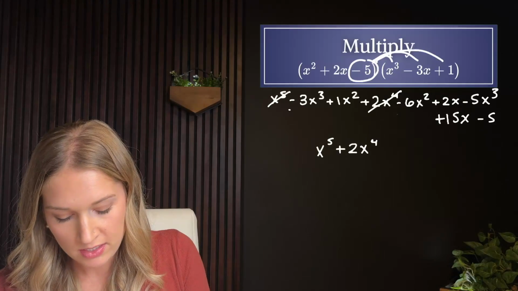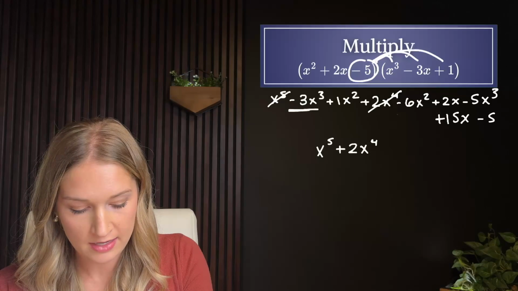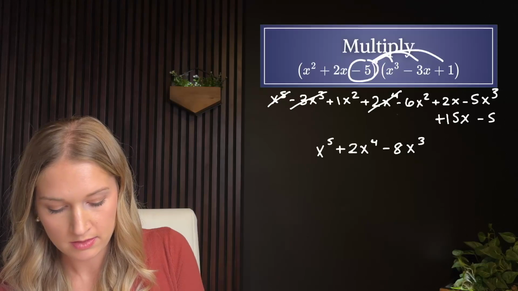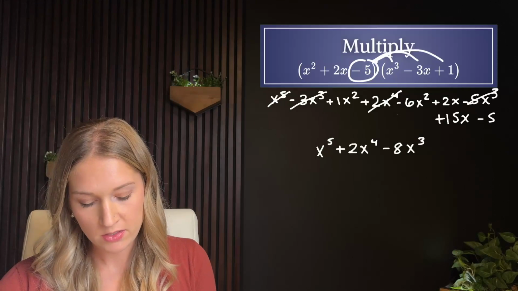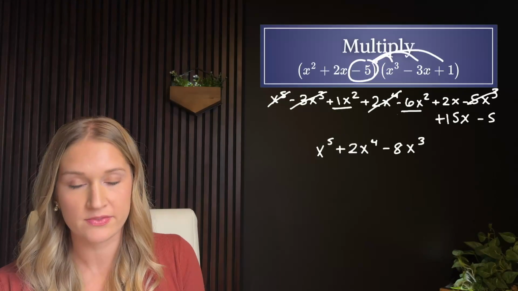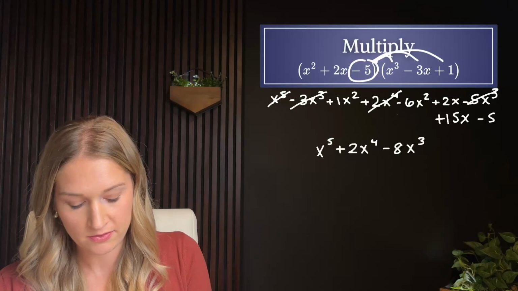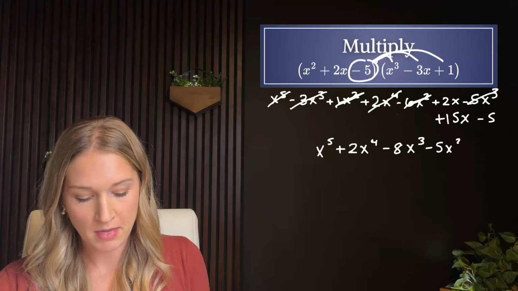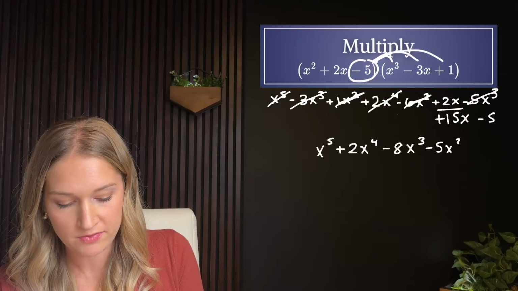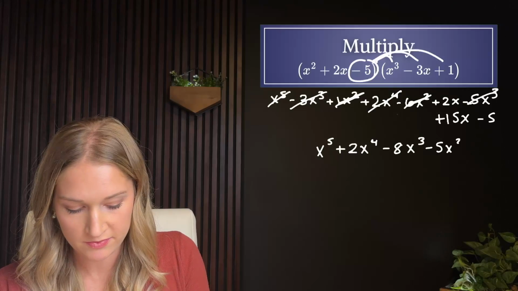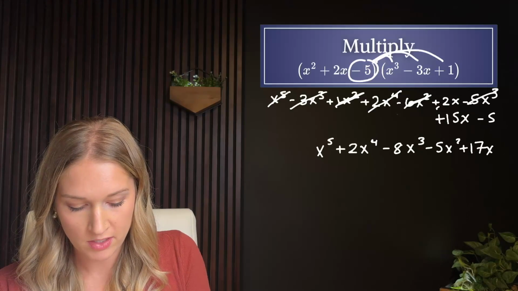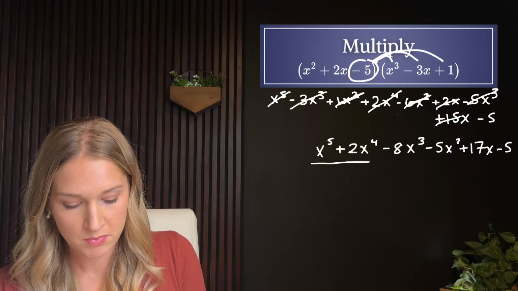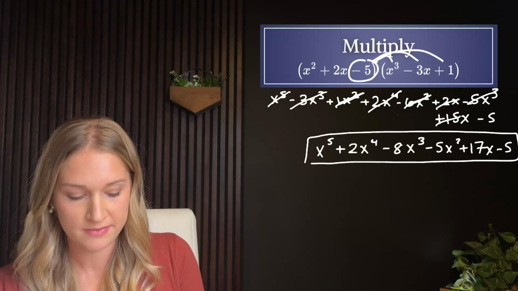My x to the thirds, I've got -3 and -5. When I combine those, I get -8, and I keep the exponent. Cross them out. Then my x squareds, I've got positive 1 and negative 6. When I combine those, I get negative 5, and I keep the exponent. And then my linear terms, my x terms, I've got positive 2 and positive 15, which give me positive 17x. And then I cross them out, and the only thing not crossed out is my minus 5. So this would be the product of the two polynomials.